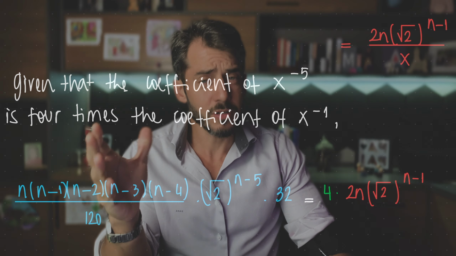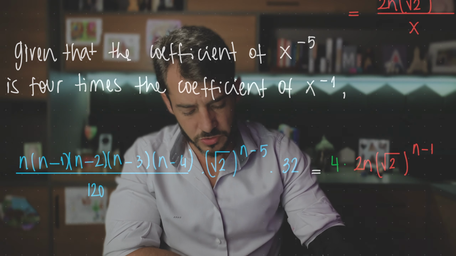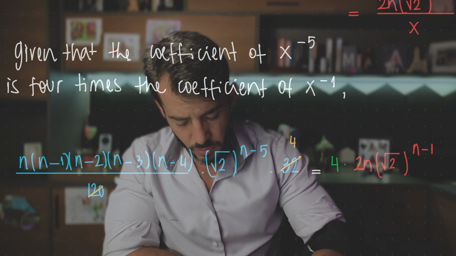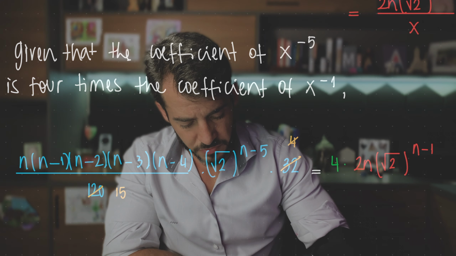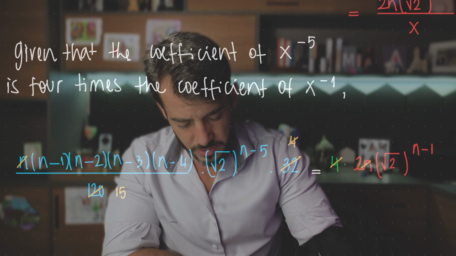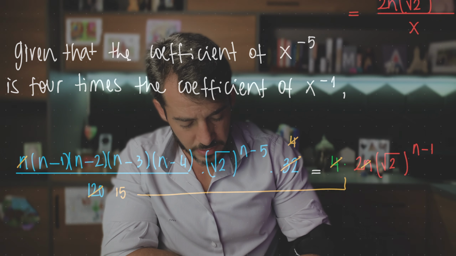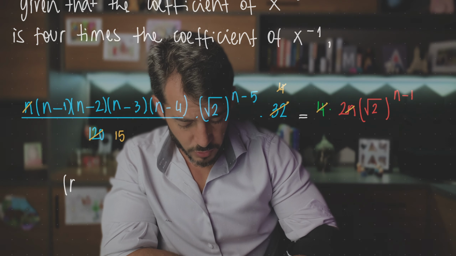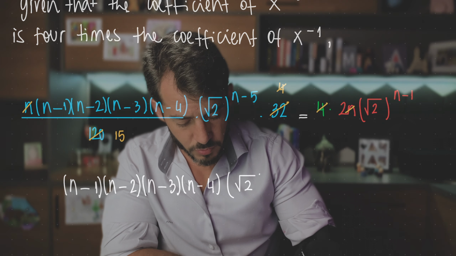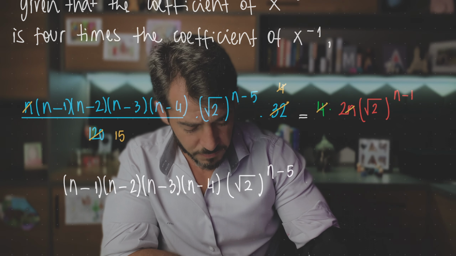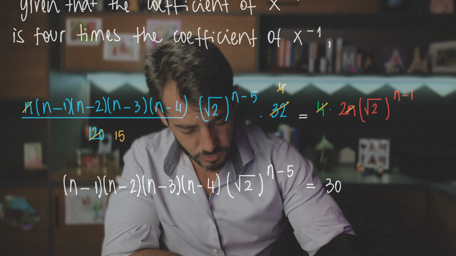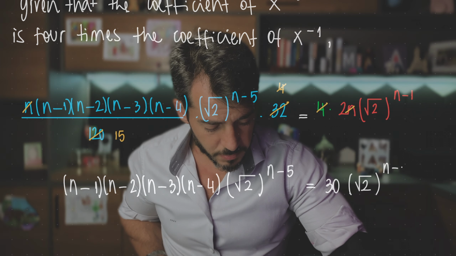Now, there are a lot of things to simplify right now, starting with this 32 over 120, which is the same as 4 over 15. We can also simplify 4 and 4 over here. There are a couple of n's that we can simplify as well, and we can cross multiply this 15 to the right hand side. So we have n minus 1, n minus 2, all the way to n minus 4, root 2 to the n minus 5, which is the next thing that we're going to simplify, equal to 30. Don't forget this 2 over here, root 2 to the n minus 1.